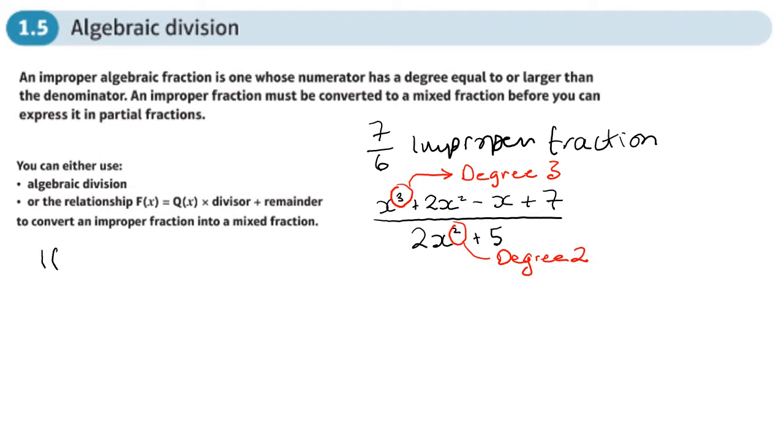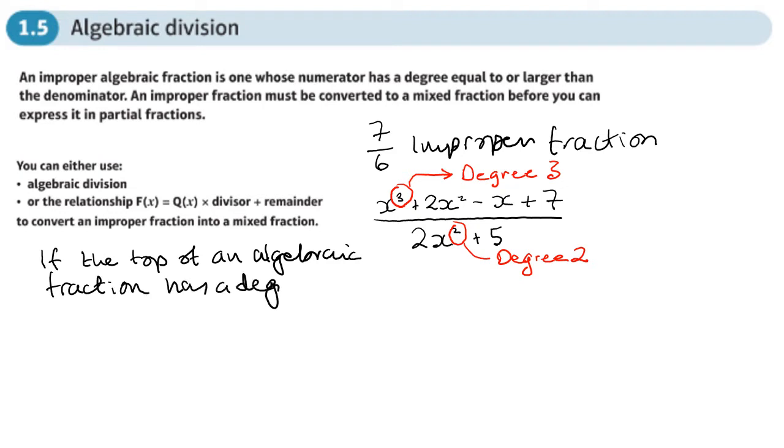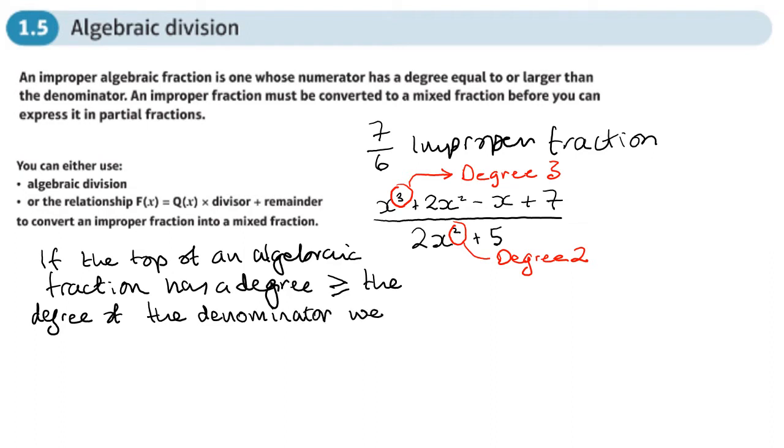Okay, so if the top or the numerator of an algebraic fraction has a degree greater than or equal to the degree of the bottom, okay, let's give the bottom its proper name, the denominator, we say the fraction is improper.